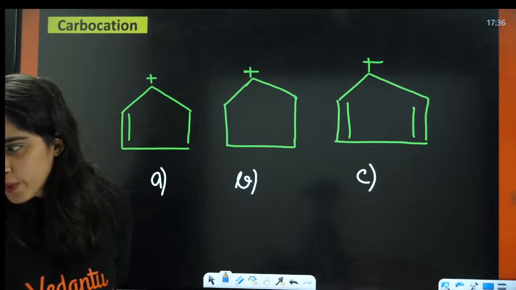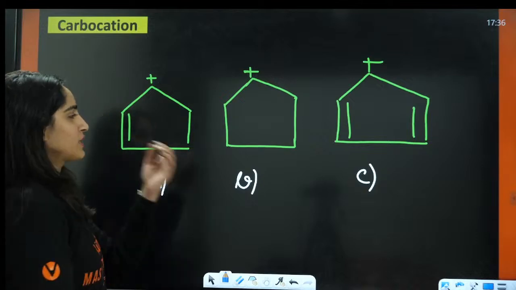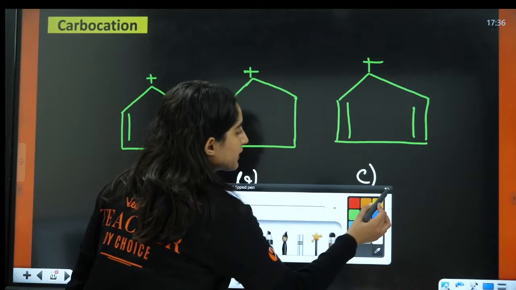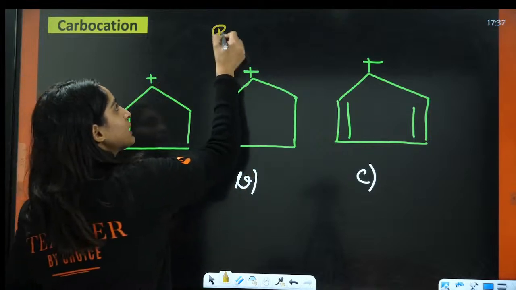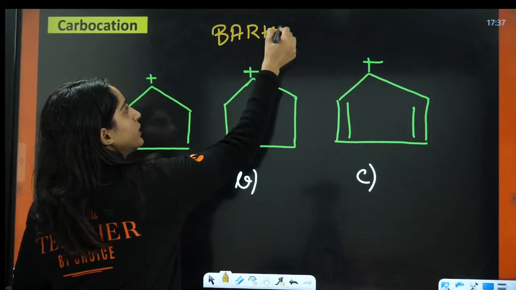And then jump to 12th organic. Yes, perfect. Firstly, we need to complete the GOC section. So this is A, B, and C. Here also apply the BARHI rule.